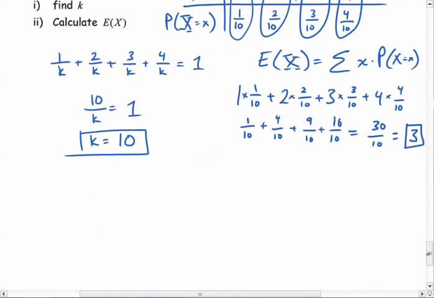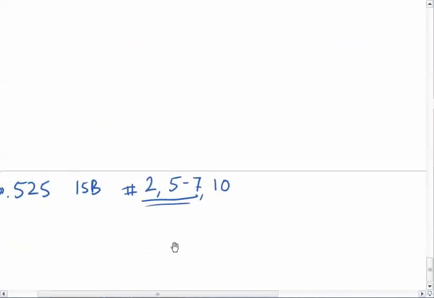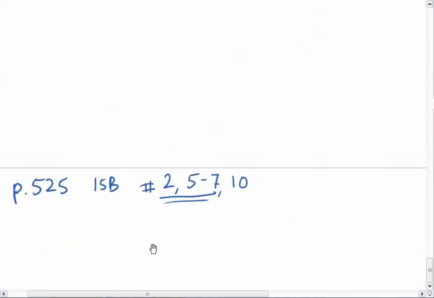So for practice, take a look at your textbook, page 525, numbers 2, 5 to 7, and 10.